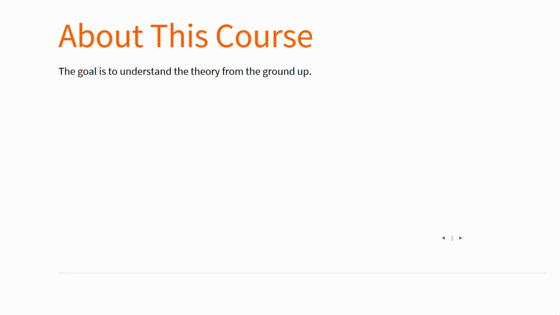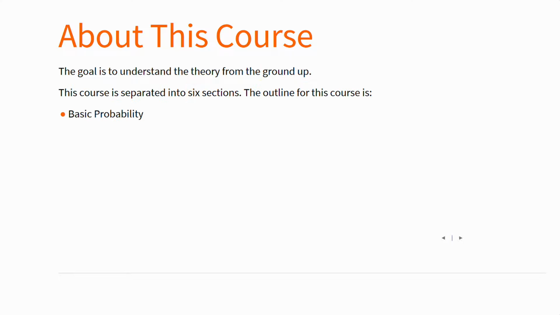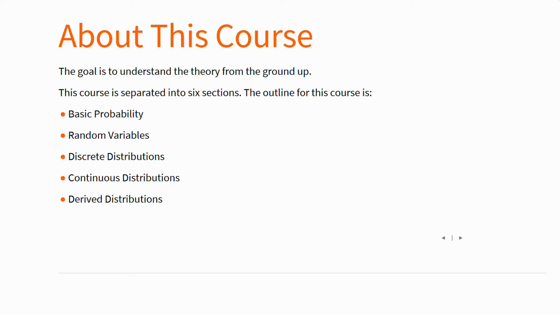This course is designed to allow you to understand the theory from the ground up. You'll learn probability in 6 steps: basic probability, random variables, discrete distributions, continuous distributions, derived distributions, and asymptotic probability. Each section can be learned independently, but this order gives the best logical progression.